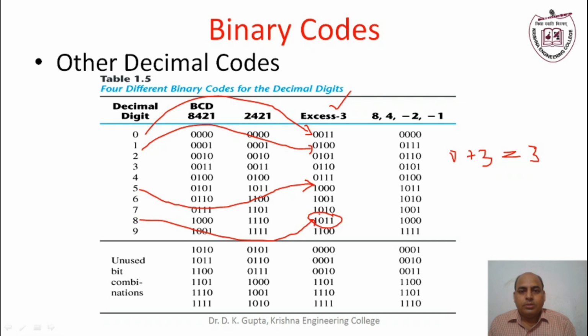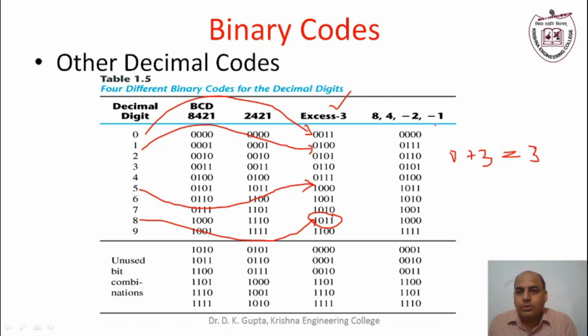Okay, this is XS3. It means in decimal, first we add plus 3. First we add 3 to that particular digit and then convert that final digit into a 4-digit binary pattern. That will be the equivalent XS3 code.